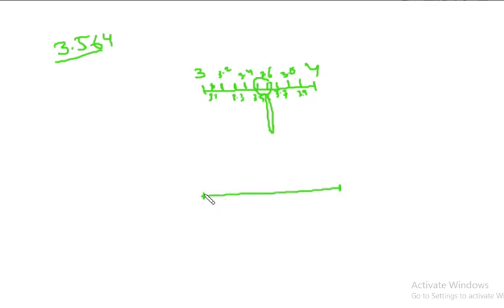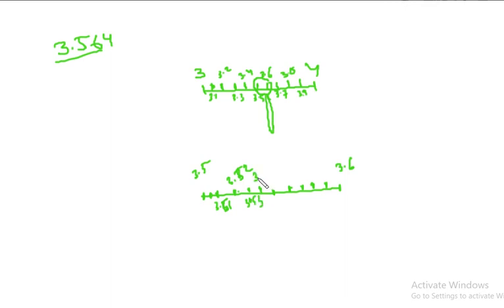We will get this is 3.5 and this is 3.6. So there will be 10 divisions inside, meaning we are doing 10 divisions. Let us say 1, 2, 3, 4, 5, 6, 7, 8, 9, 10. 10 divisions.